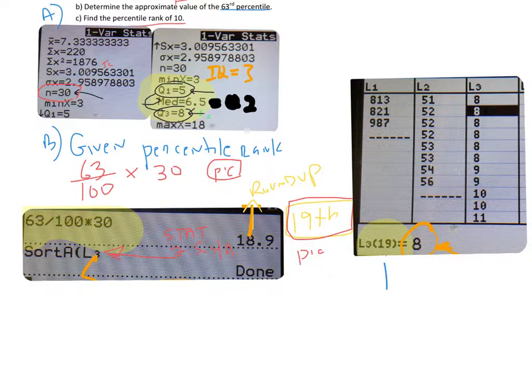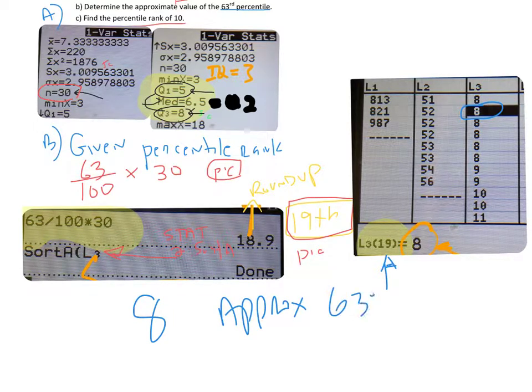So here, the 19th spot corresponds to 8. So that means we say 8 is in the 63rd percentile. What does that mean? That means approximately 63% of the data are less than or equal to 8.